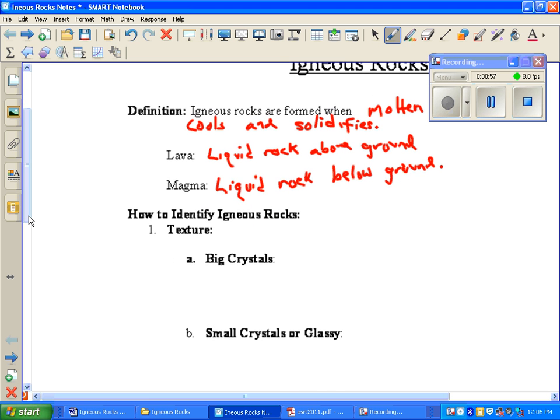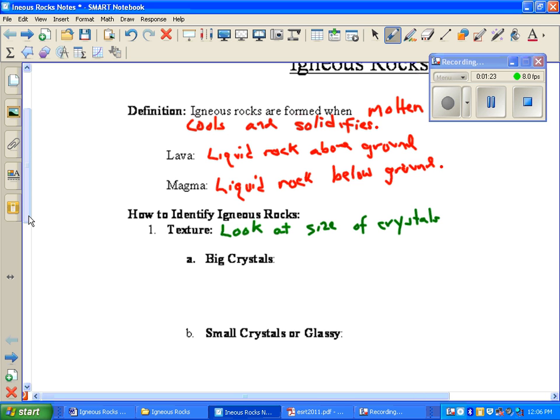Now, when we're going to identify igneous rocks, there are two things we're going to look at. We're going to look at their texture and their composition. We're going to start with texture. For texture, you look at the crystal size. Okay? And there's going to be two options. It's going to be big crystals.